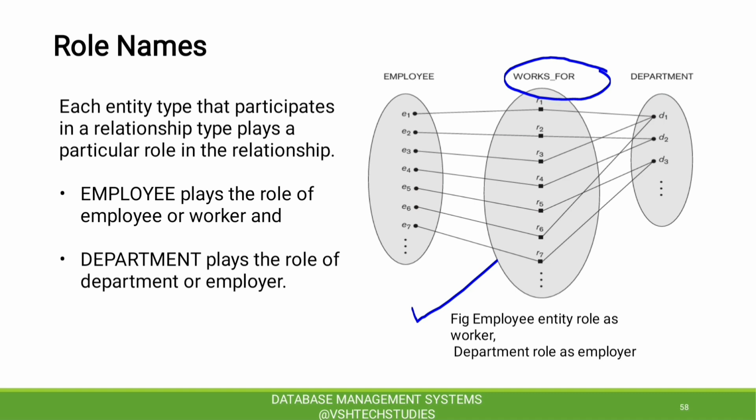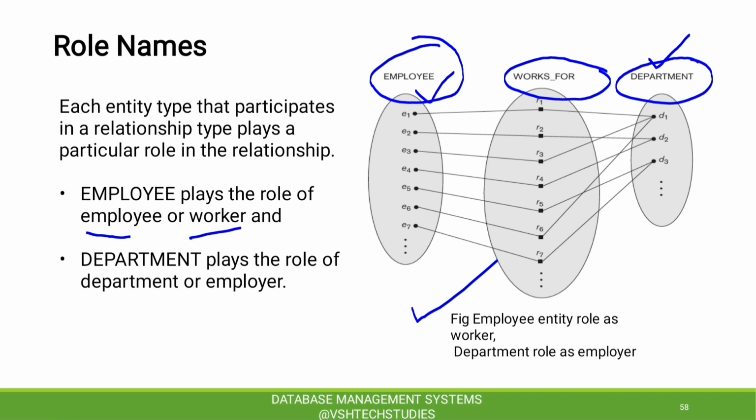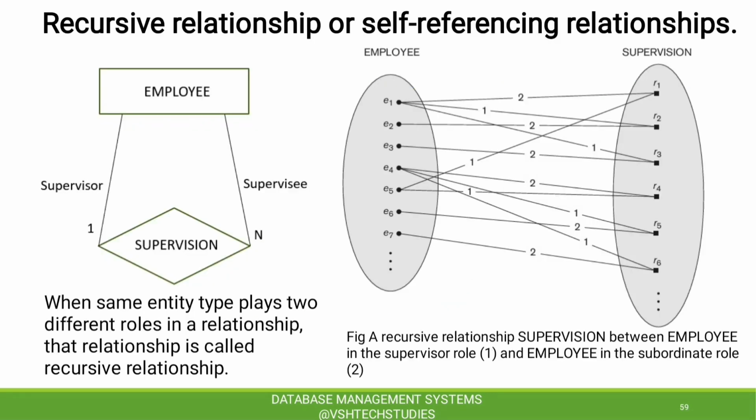One relationship, two participating entities. One is playing the role of employee or worker. Another is playing the role of department or employer. So in this figure we can see the participating entities which do participate in a relationship and what role they play. Okay. Next, we shall study what is meant by recursive relationship or self-referencing relationship.